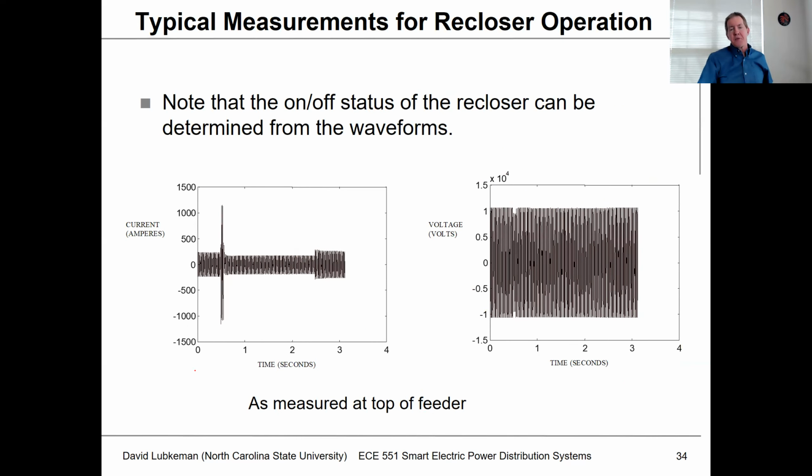This shows some recorded waveforms at the top of the feeder. You can see that pre-fault, we had a normal amount of load current here. Then during the fault, this current jumps up to a high value. The recloser operates open, and you see that the load level drops. This is because all the load below the recloser is disconnected. And in this case, we don't reclose for another couple of seconds. So this is kind of a long delay.